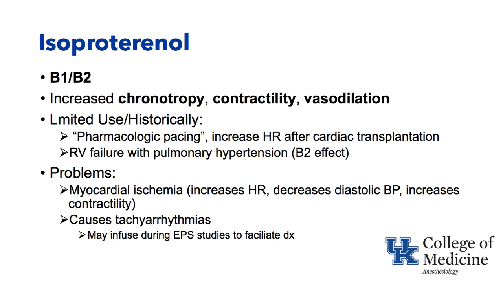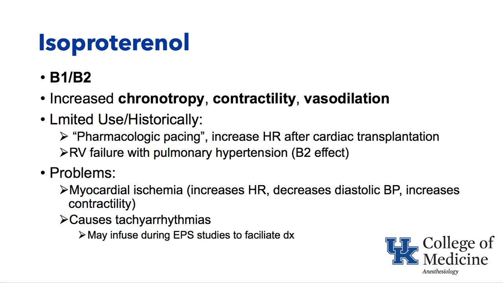In a patient who has RV failure with pulmonary hypertension, isoproterenol had been used in the past because of its beta-2 effect in decreasing pulmonary vascular resistance. However, this is historical, because we have much better drugs now to help the RV beat better and to decrease the pulmonary vascular resistance. There are some problems with isoproterenol.